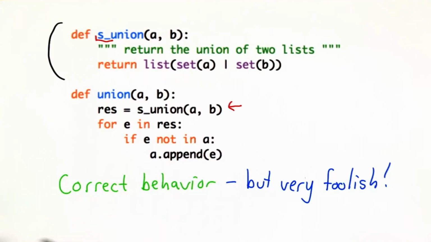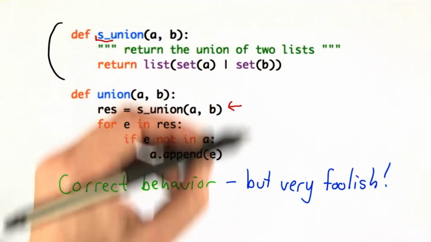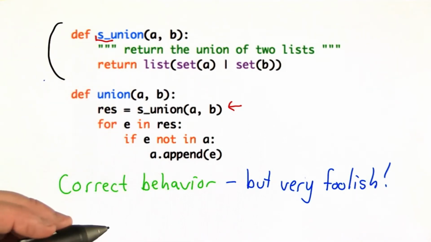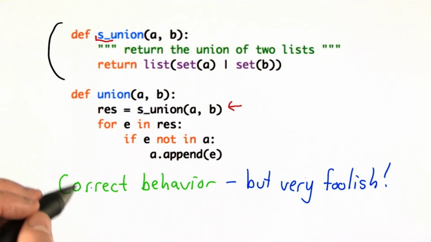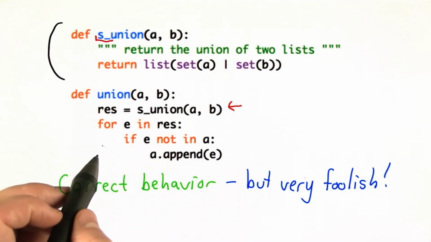So this has the correct behavior, but it's a really foolish way to compute the union of two lists. The reason for doing this is to show you the kinds of things that can go wrong if you just cut and paste code you find without understanding it. We're doing a lot more work than the original union would have been.